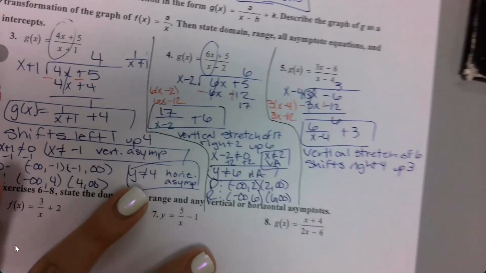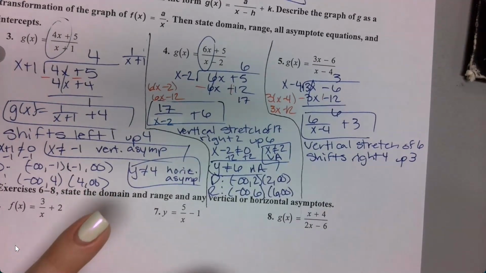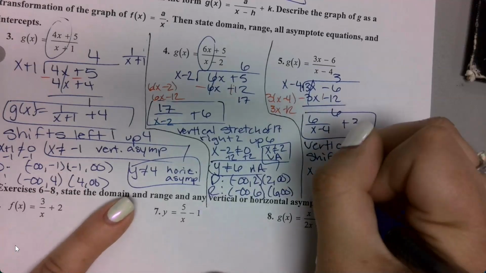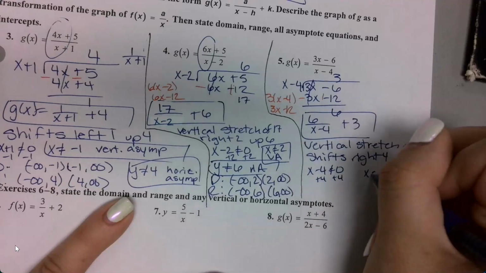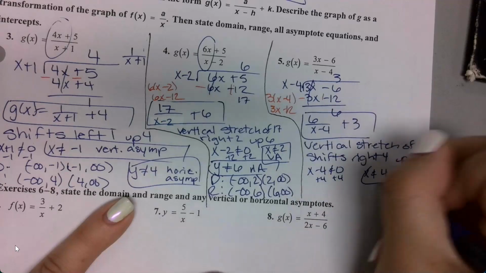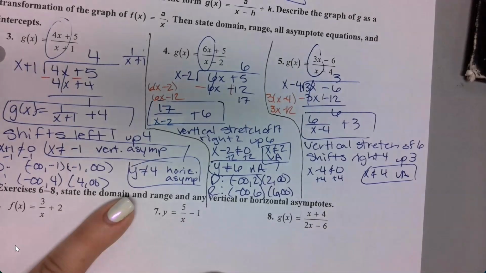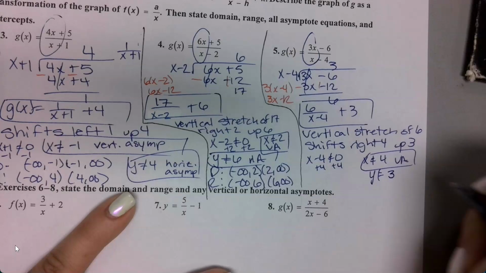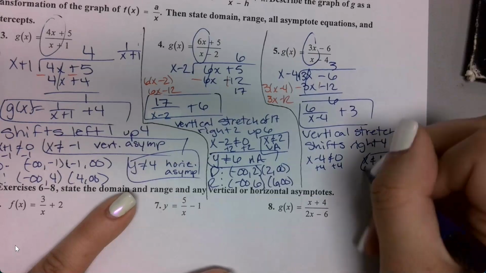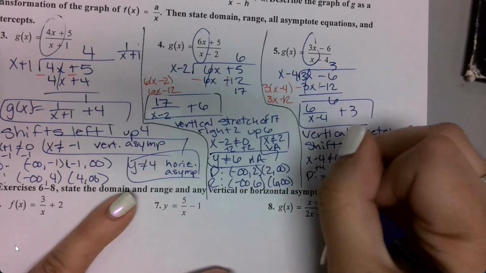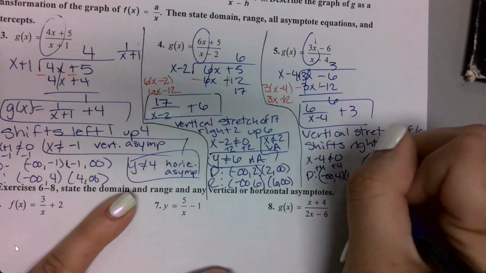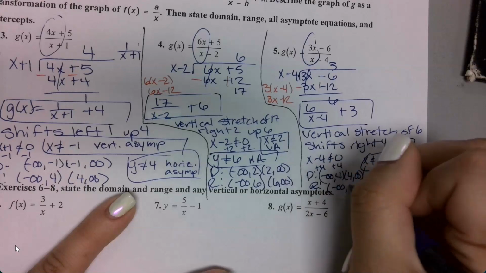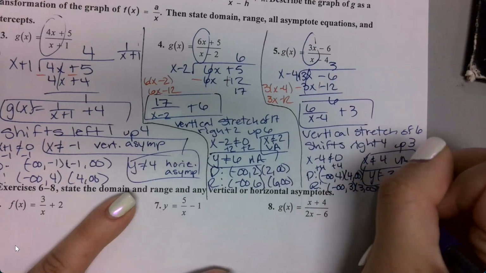My vertical asymptote, I take and set not equal to 0. X can't equal 4. My horizontal asymptote, I divide my coefficients, so y can't equal 3. My domain is going to be negative infinity to 4, 4 to infinity. My range is going to be negative infinity to 3, 3 to infinity.